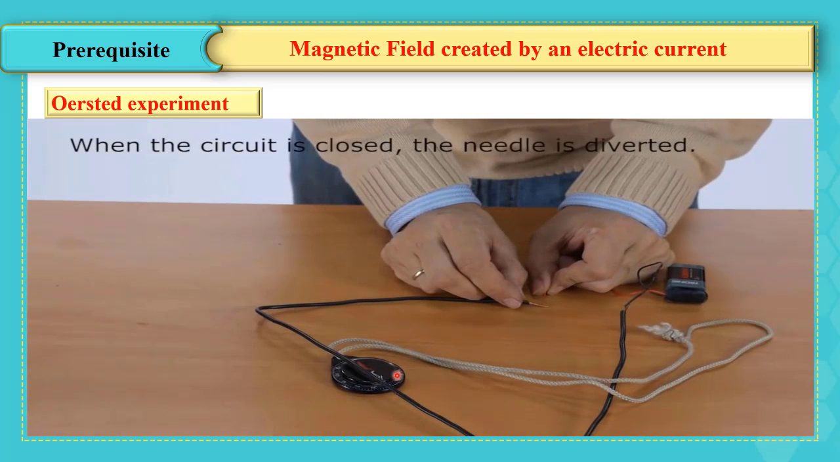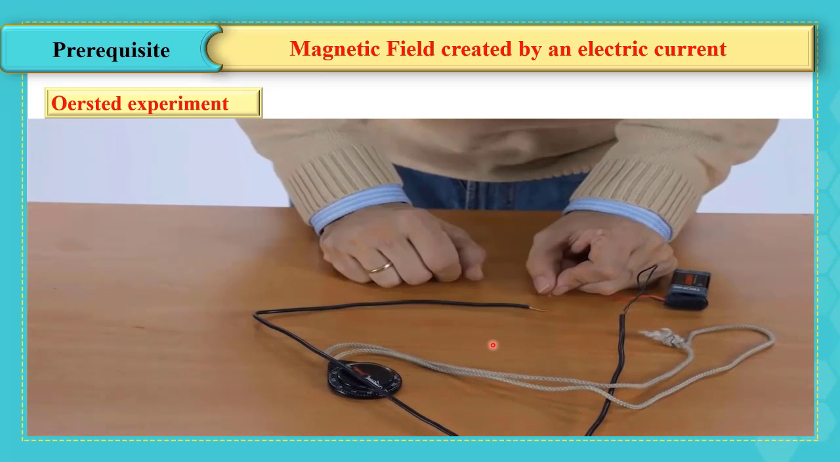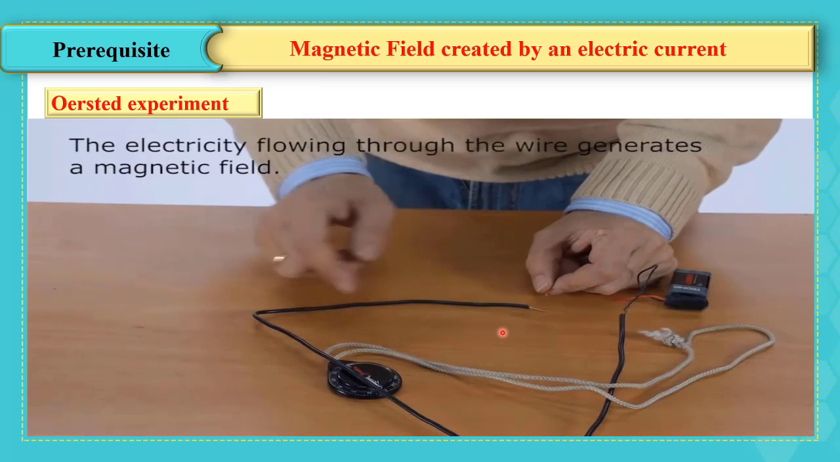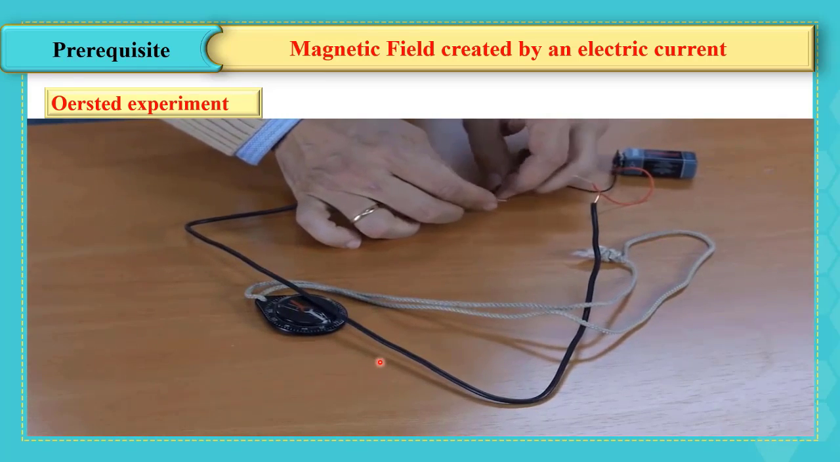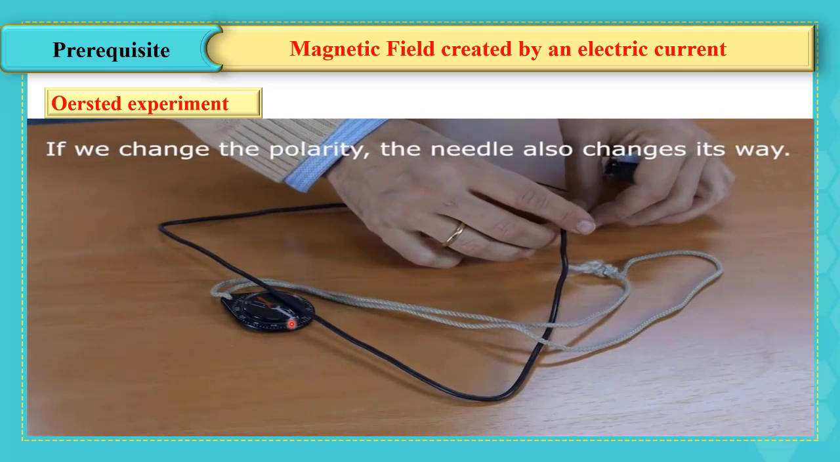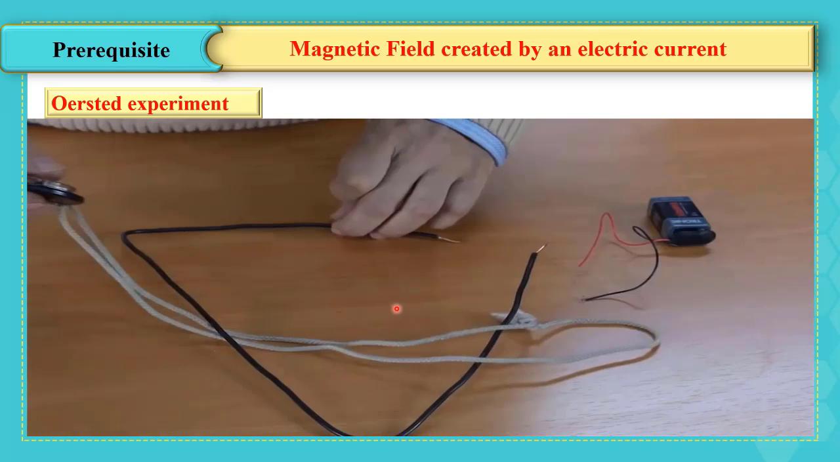We can deduce that the current traversing the wire generates a magnetic field. Note that when we reverse the poles of the battery, the needle changes its direction. As a conclusion, Ørsted's experiment shows that the magnetic field can be created by an electric current.